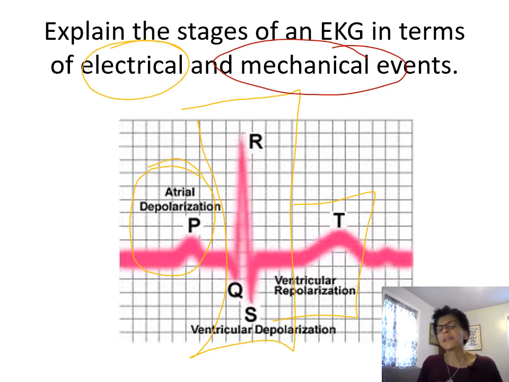The only thing we really can't see on the EKG is when the atria repolarize, and that's during the QRS complex. So again, you should be able to explain each of these three deflection waves we went over, the electrical event that we're actually measuring, and what mechanical event should be following that wave.